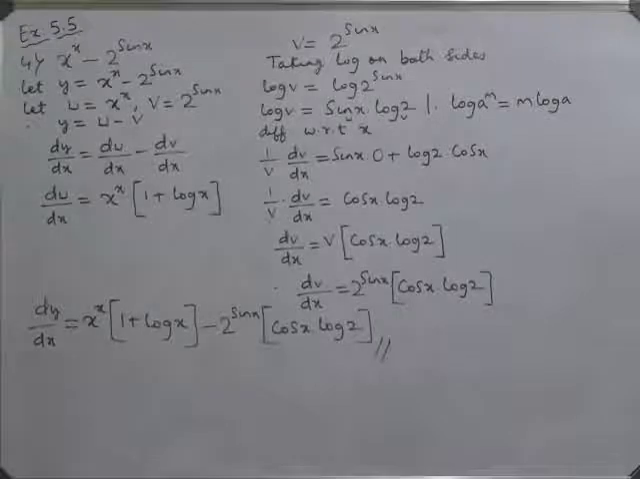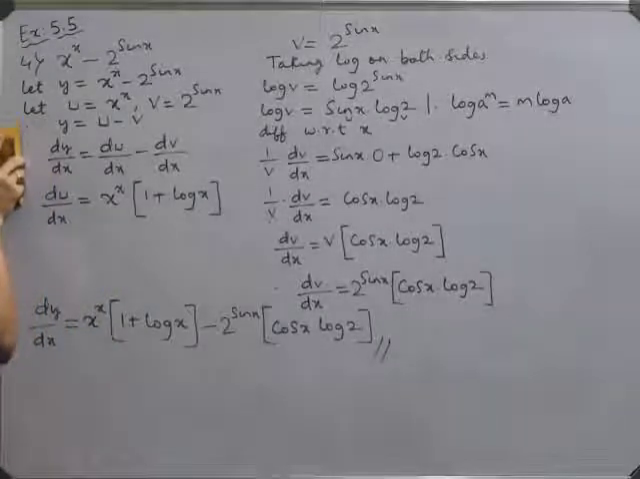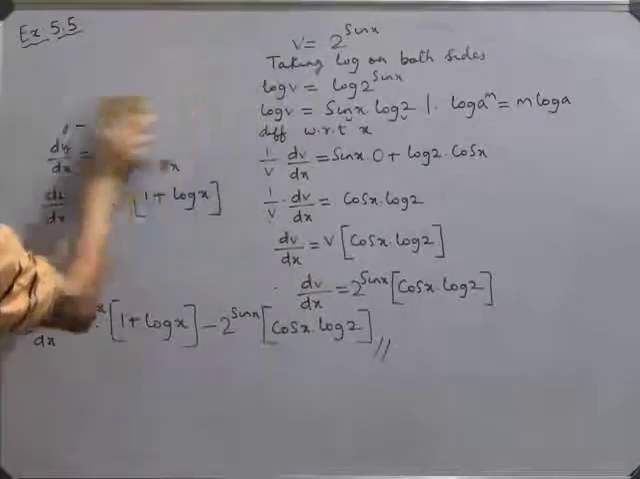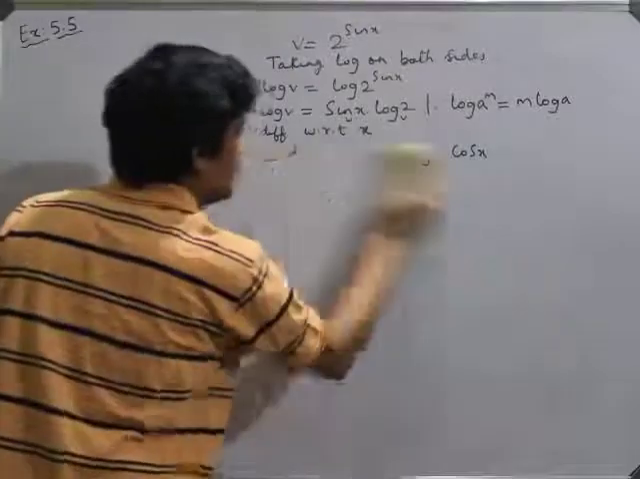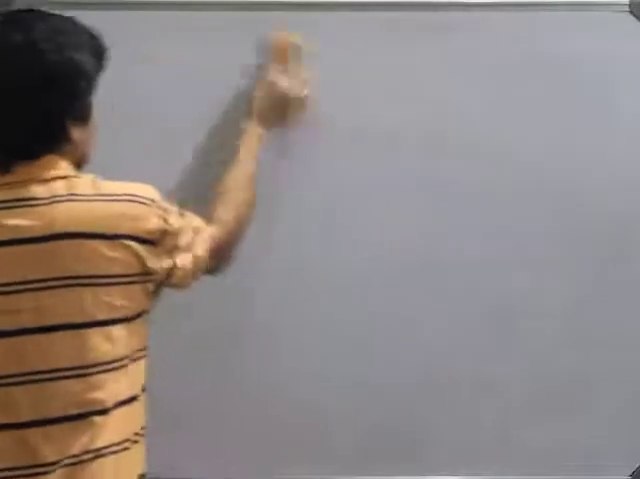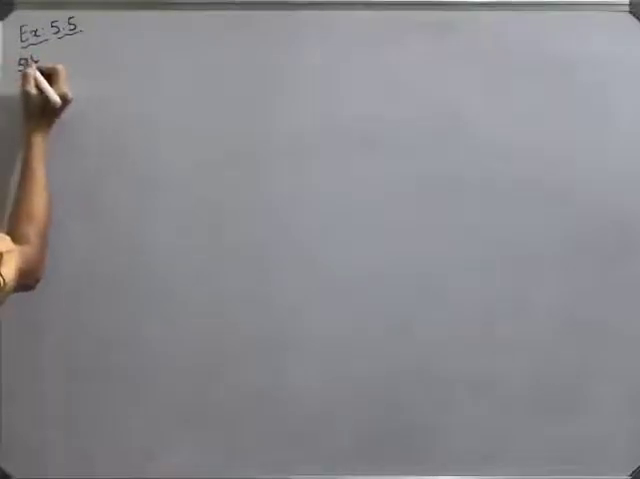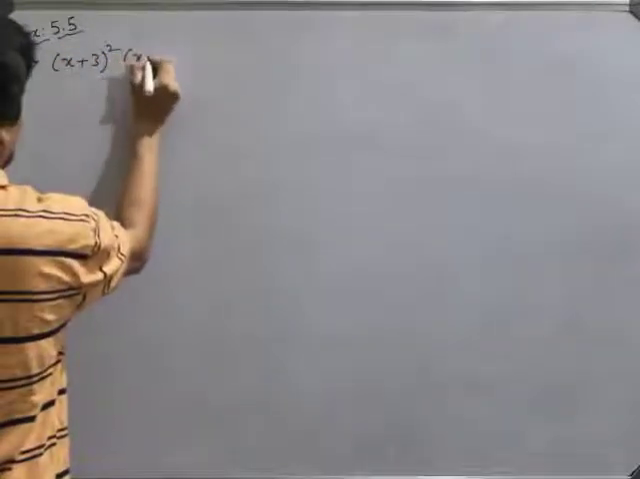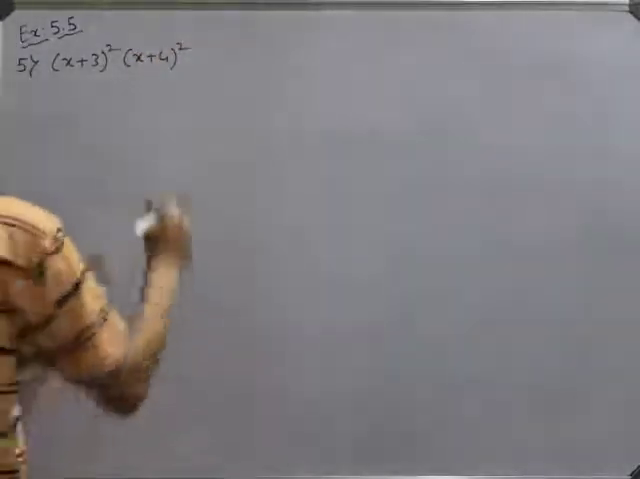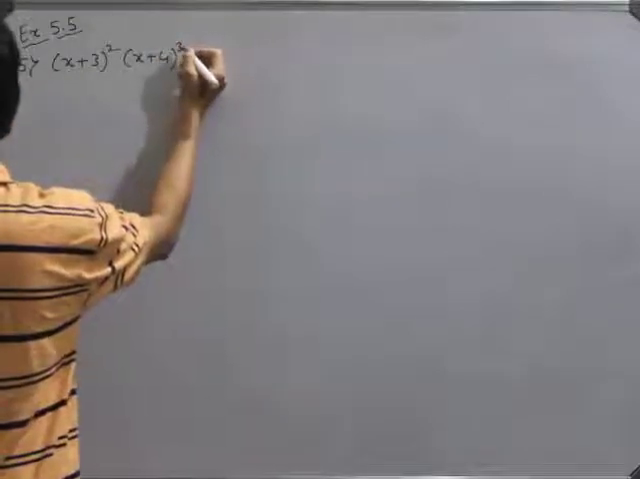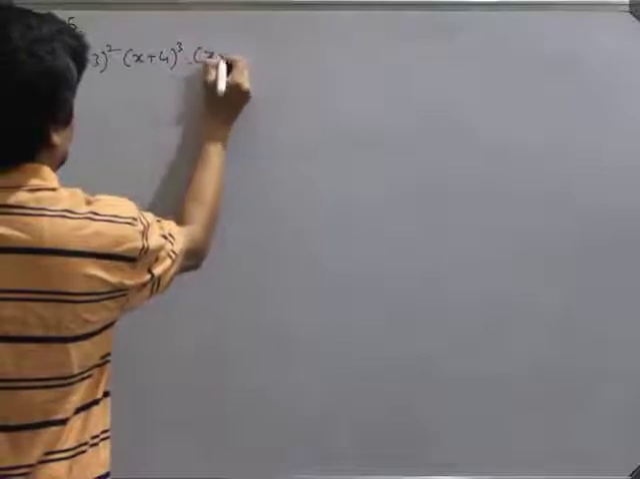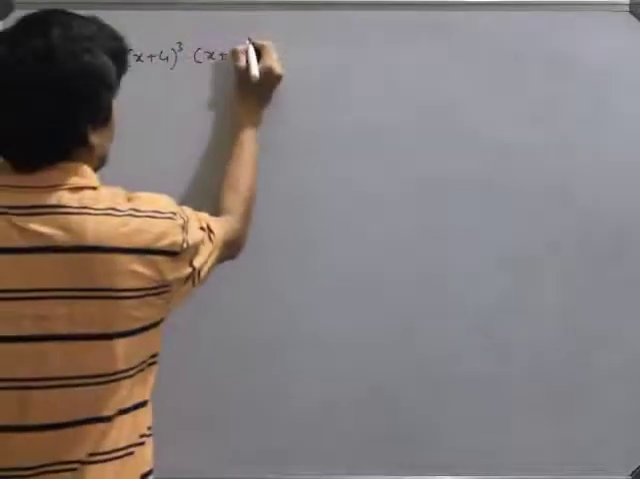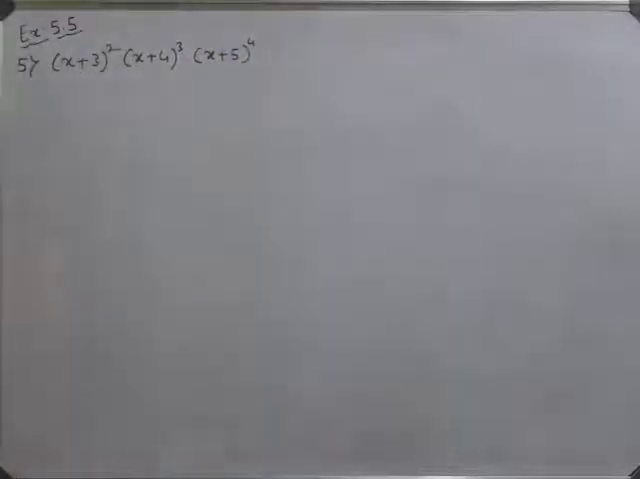Let us move on to the next question, that is question number 5. Question number 5: x plus 3 whole square into x plus 4 whole square, sorry, it is cube, into x plus 5 to the power of 4. Okay, so this is question number 5.